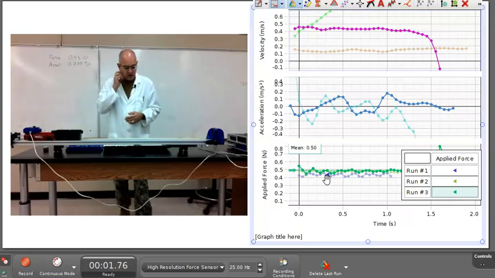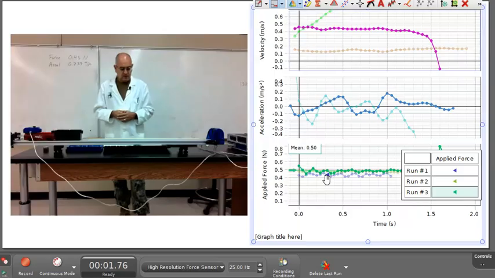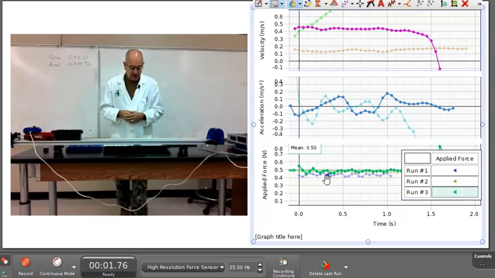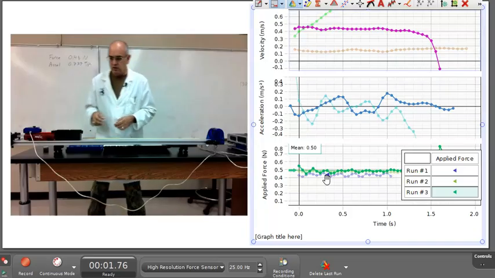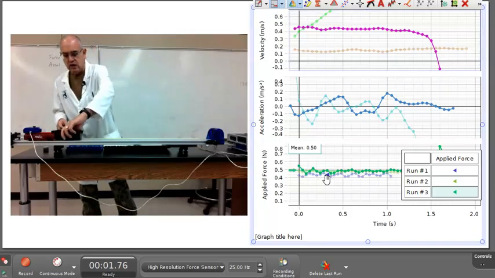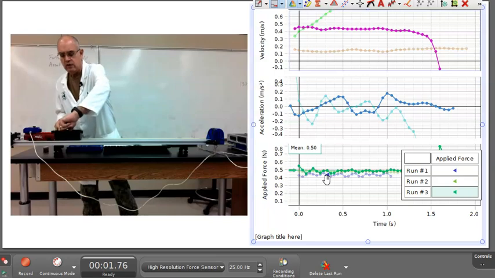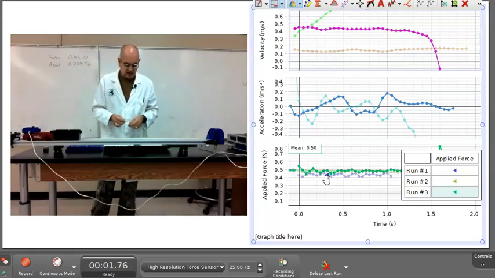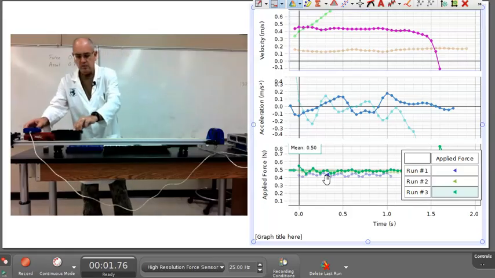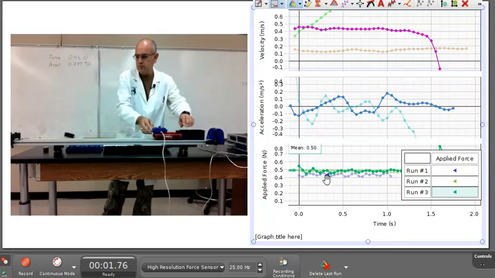Now, let's go ahead to step number 11. Raise the friction pad a little bit so that it rubs the track more lightly. And this time we're going to see if there's going to be some acceleration. So I'm going to remove 40 grams from the box, put it in the cart so that it maintains a constant mass. Let me go ahead and pull it back here.